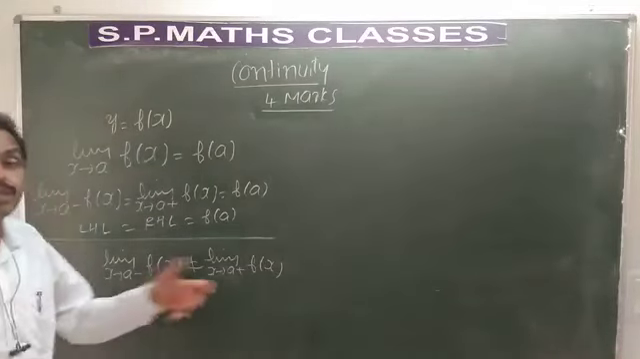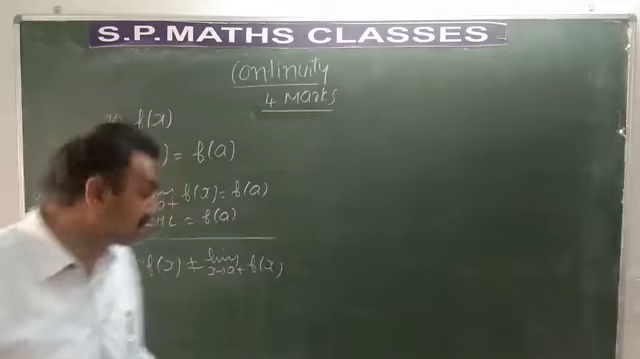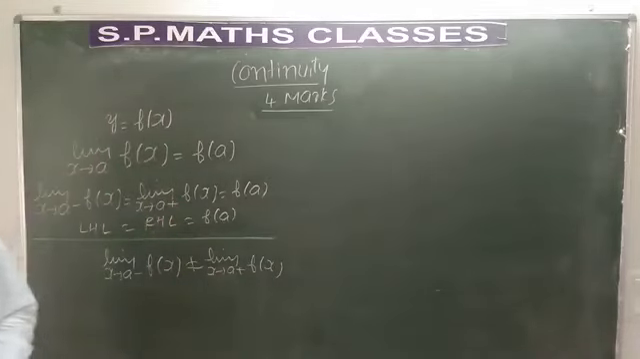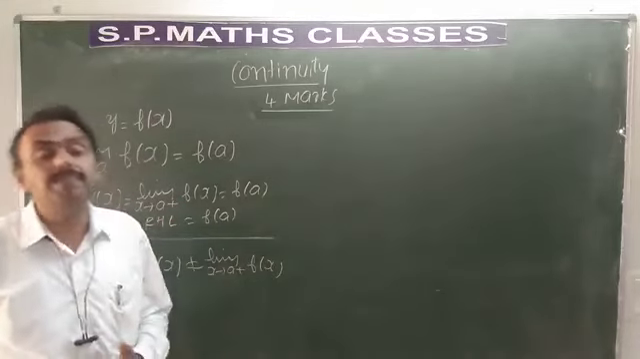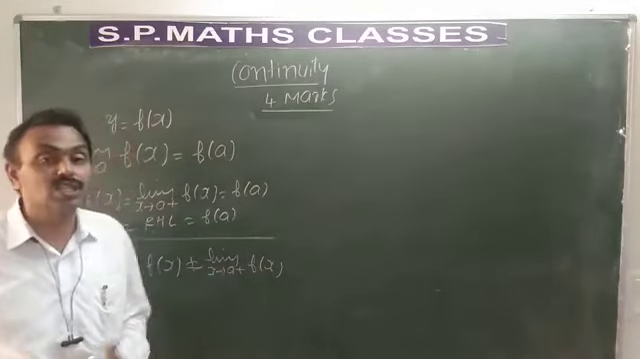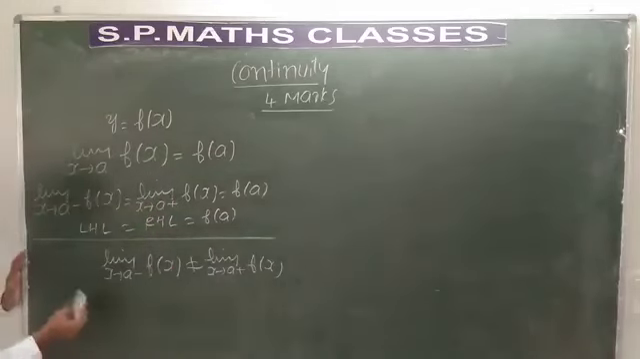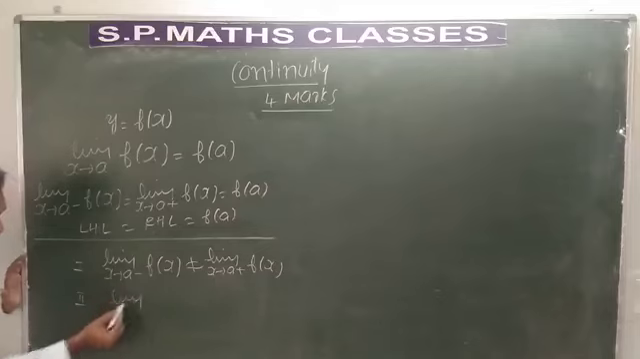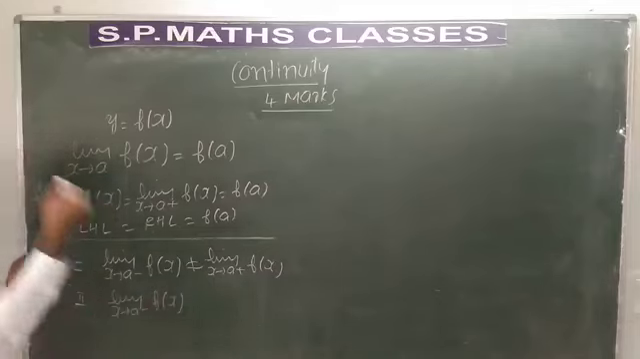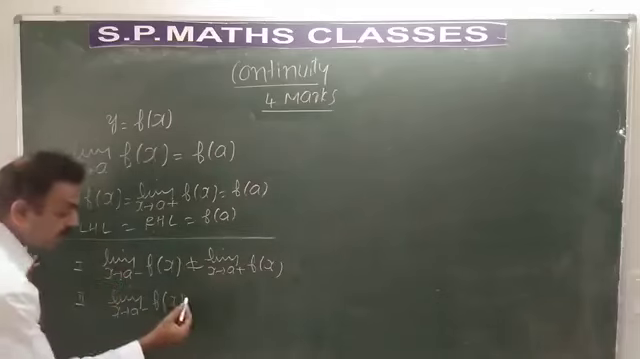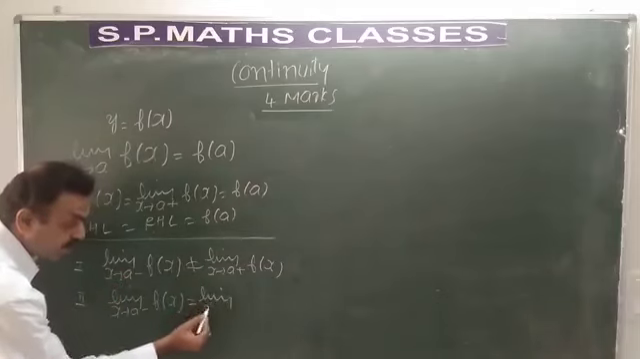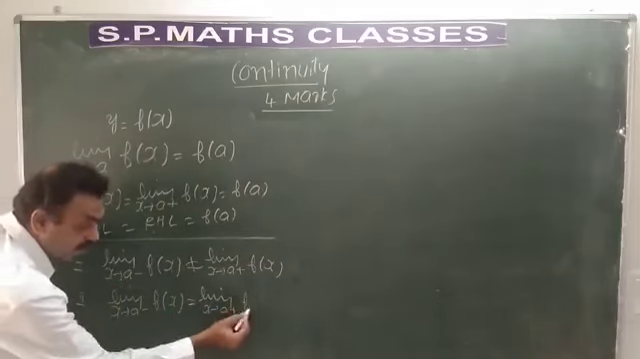That is, left hand limit is not equal to right hand limit. The limit as x tends to a minus of f of x is not equal to the limit as x tends to a plus of f of x. Then the function is said to be discontinuous. Remember. Then another case is there. What is the other case? Even though the limit as x tends to a minus of f of x is equal to the limit as x tends to a plus of f of x.